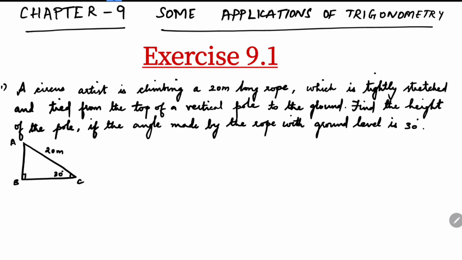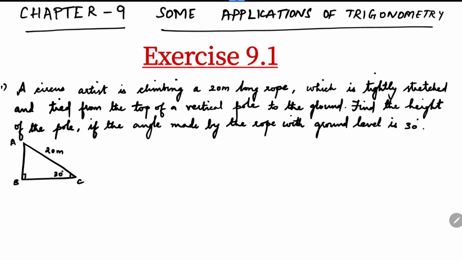In this video, we will see the first question of exercise 9.1. A circus artist is climbing a 20-meter long rope which is tightly stretched and tied from the top of a vertical pole to the ground. Find the height of the pole if the angle made by the rope with the ground level is 30 degrees.